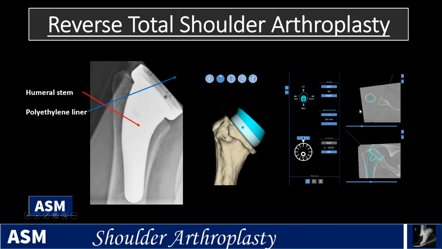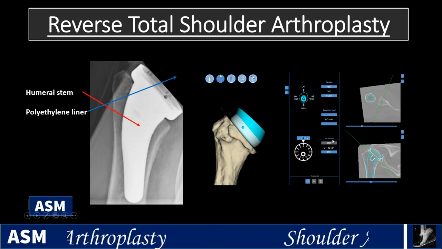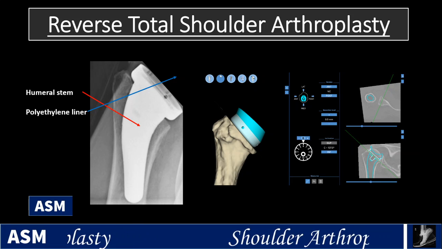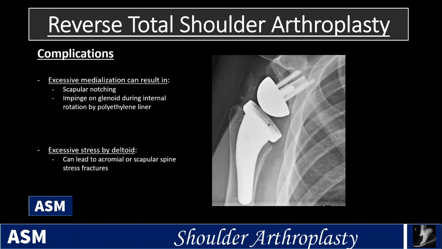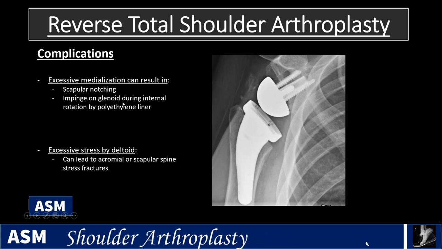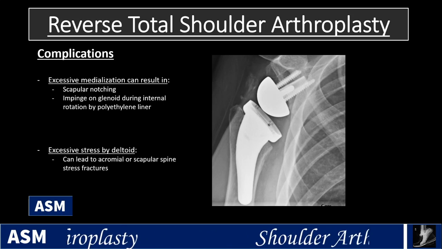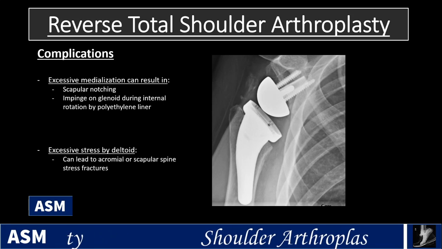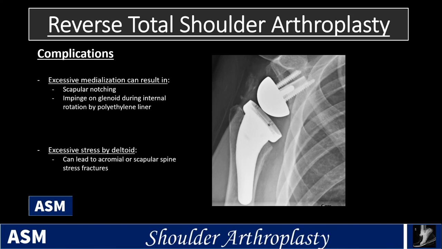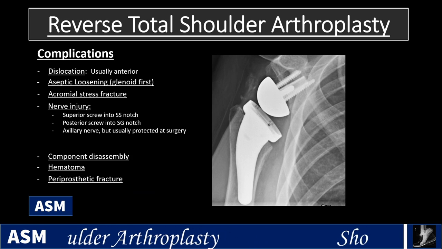Again, from the templating software, you can just see some of the calculations that are going into where they're going to put the humeral implant. So complications: excessive medialization can result in scapular notching and also impingement on the glenoid during internal rotation by the polyethylene liner. Excessive stress on the deltoid can lead to acromial and scapular spine stress fractures.